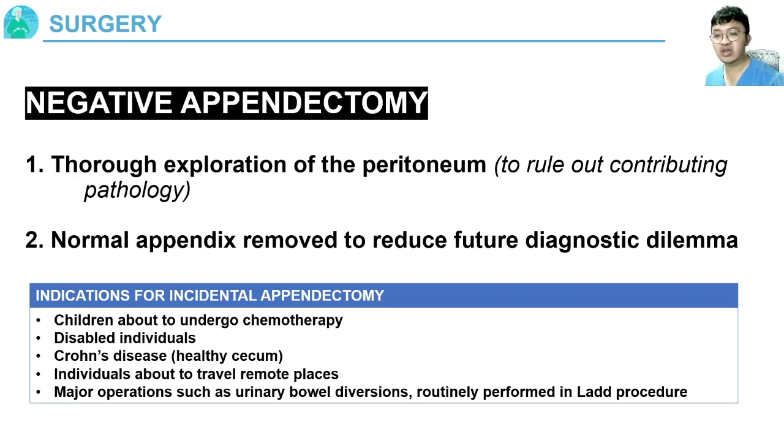In the Ladd's procedure, your appendix is actually removed because you do this for malrotation. In malrotation, you're going to have problems identifying the problem by physical examination, because the appendix is not in its usual location. So if you open the patient up for malrotation, just remove the appendix so that you won't get confused later if the patient has a problem in his abdomen after an operation for malrotation or Ladd's procedure, because you've already removed the appendix.